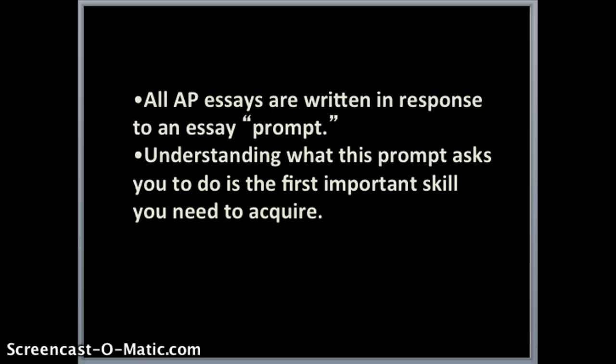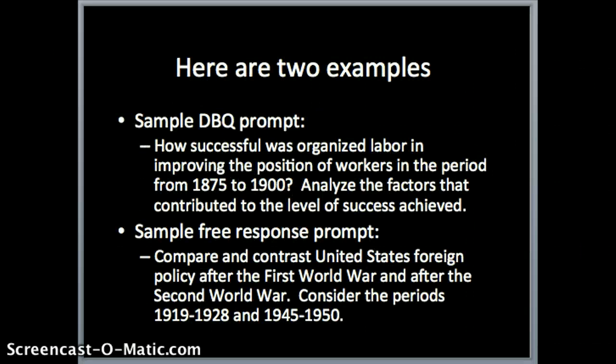Okay, so all AP essays are written in response to an essay prompt. You guys know the prompt, it's the question, right? Understanding what the prompt asks you to do is the first important skill you'll need to acquire. Well, that's kind of obvious. So here are 2 examples.